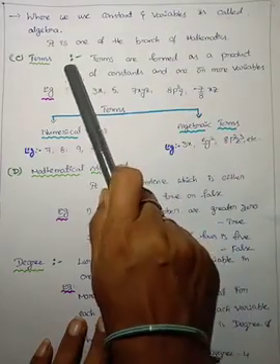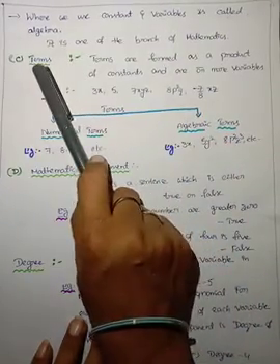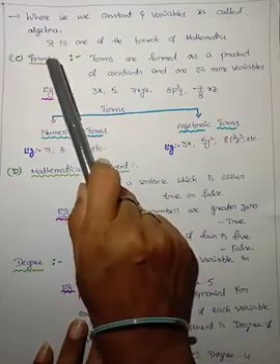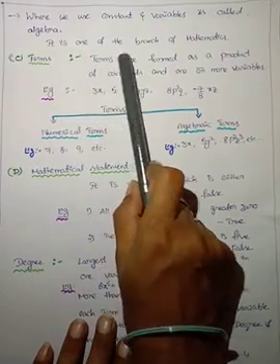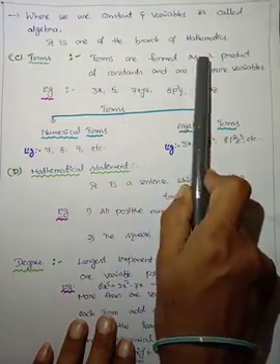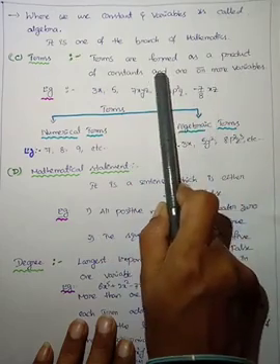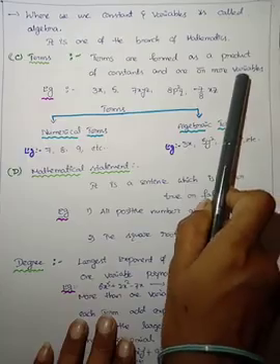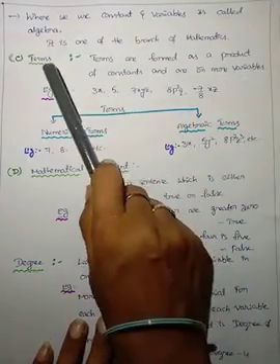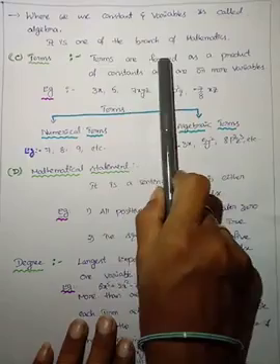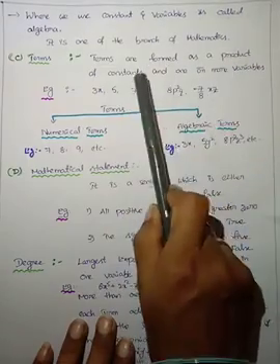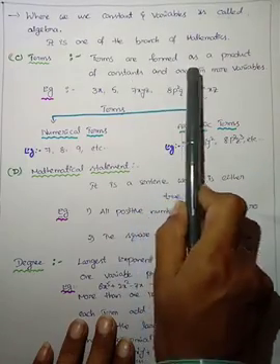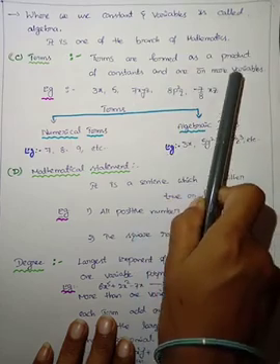Now we have to know about terms. What is the definition of terms? Terms are formed as a product of constants and one or more variables.